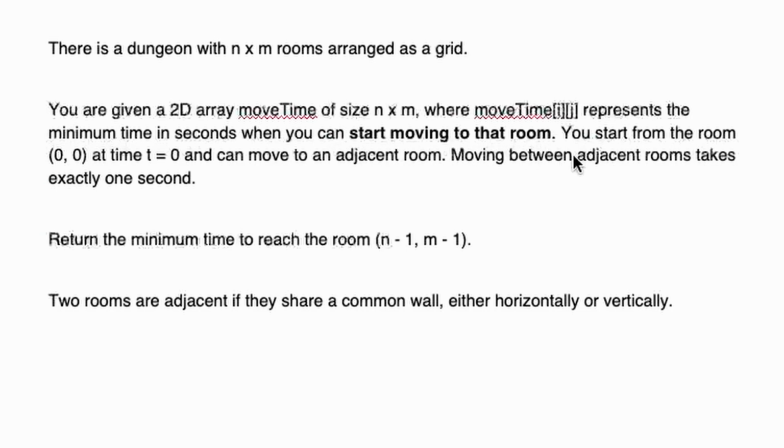This will be important to remember as we go forward: this is not the time that we go to the room, but the time that we can start moving to that room. We start from room (0, 0) at time 0, and can move to any adjacent room that's either horizontally or vertically adjacent to us, and moving between those rooms takes exactly 1 second. We want to return the minimum time that it takes to reach the bottom right corner of that grid.